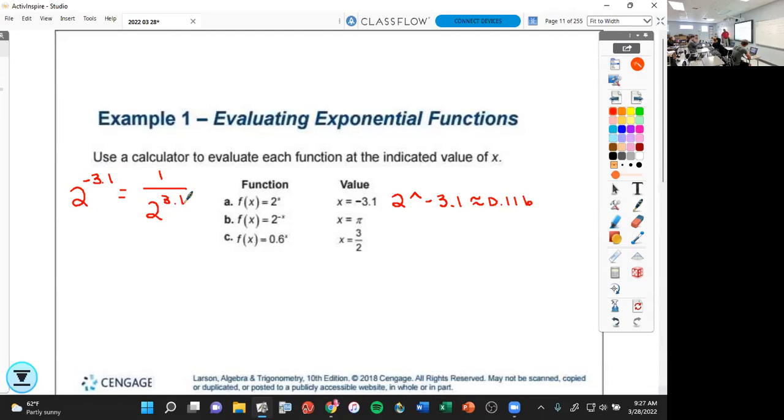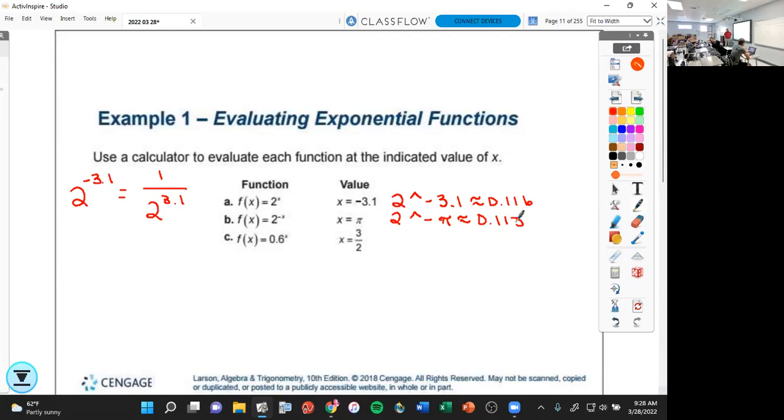Letter B, f of x equals 2 to the negative x power. X is pi. How do you type that? Okay. And you get? Does it make sense that those two answers are pretty close to the same? Why? Okay. Yeah. 3.1, 3.14. Okay.